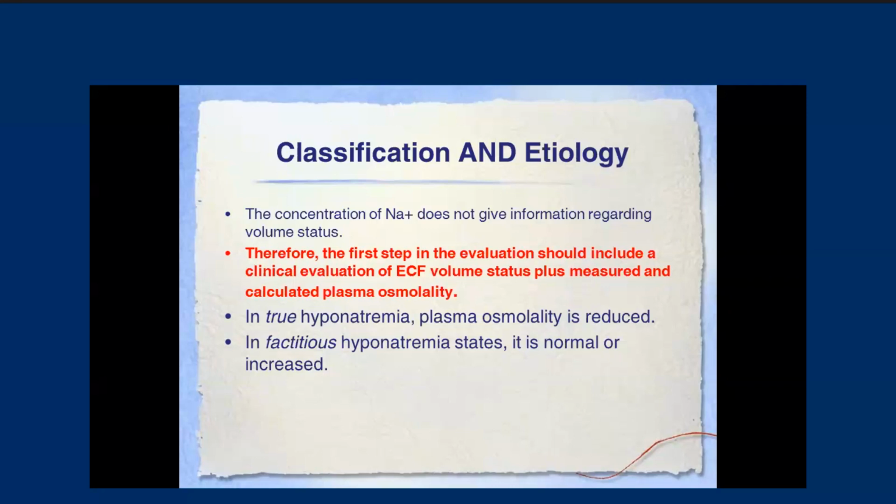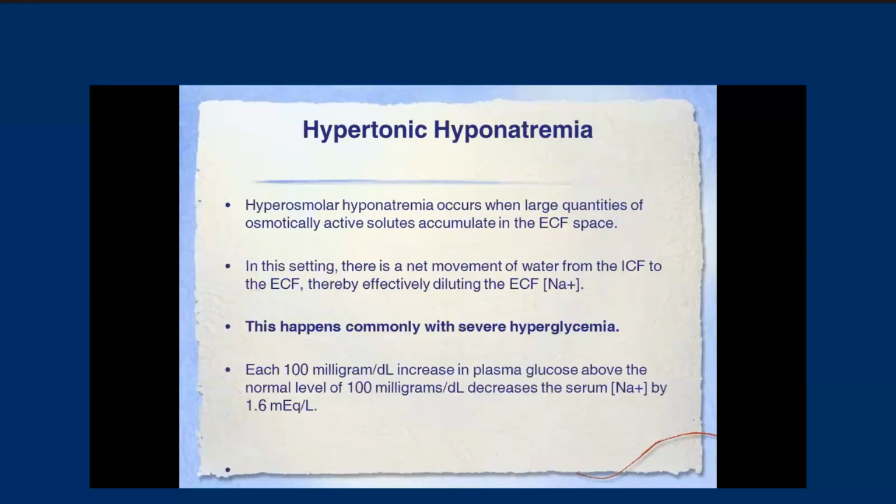So the first step is determining the osmolality as well as the volume status of the patient in approaching patients with hyponatremia. So based on the tonicity, or based on the osmolality, we can divide hyponatremia into three: hypertonic hyponatremia, normotonic or isotonic hyponatremia, and hypotonic hyponatremia.